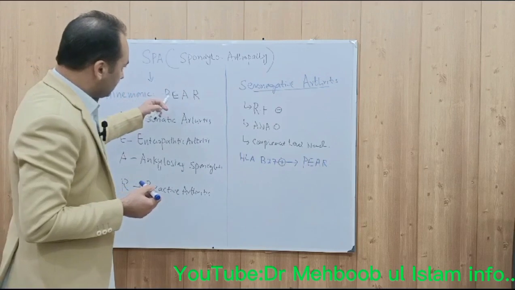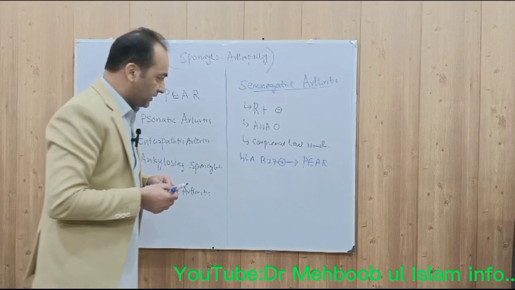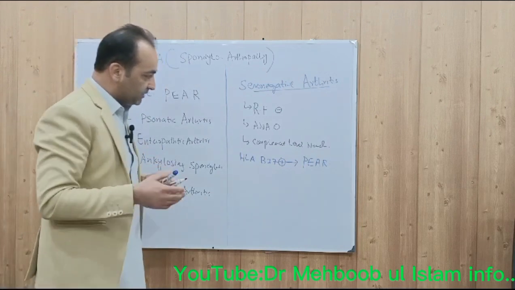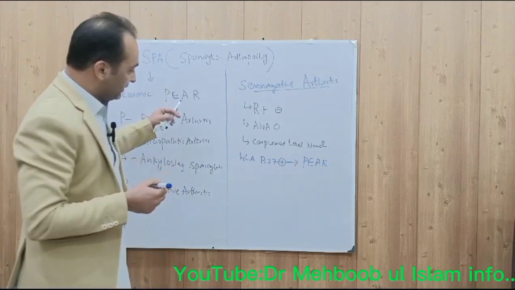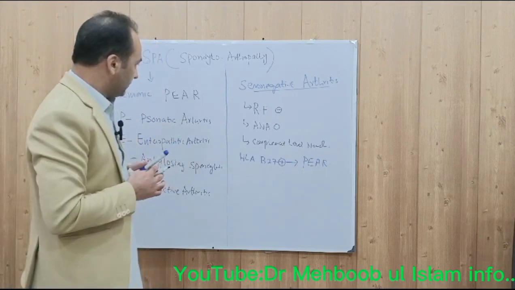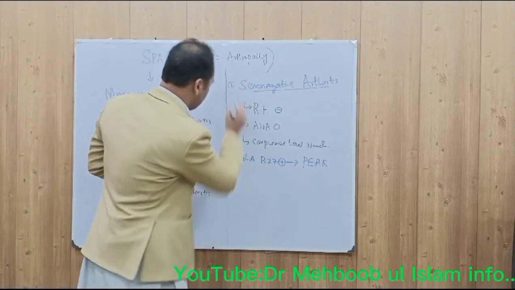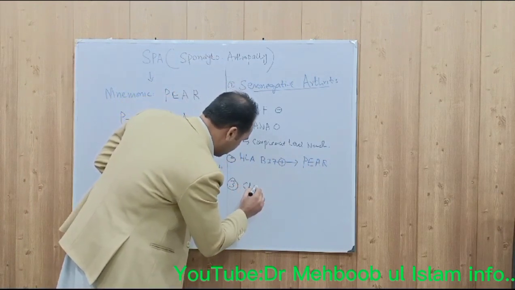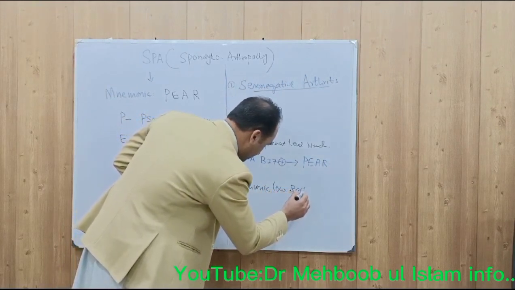Now these conditions can affect the spine. They can involve the enthesis. Enthesis means tendon and joint, and the inflammation of tendon and joint we call enthesitis. So there will be low back pain due to spinal involvement, chronic low back pain.